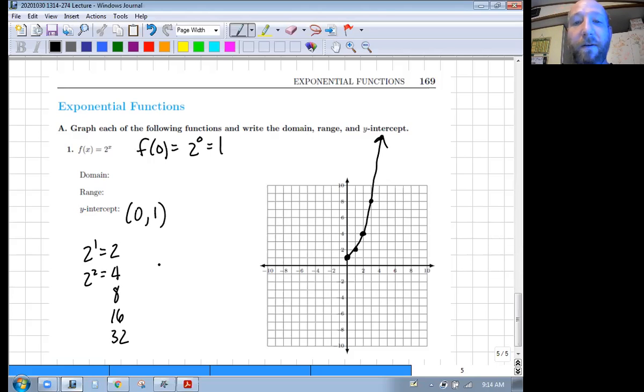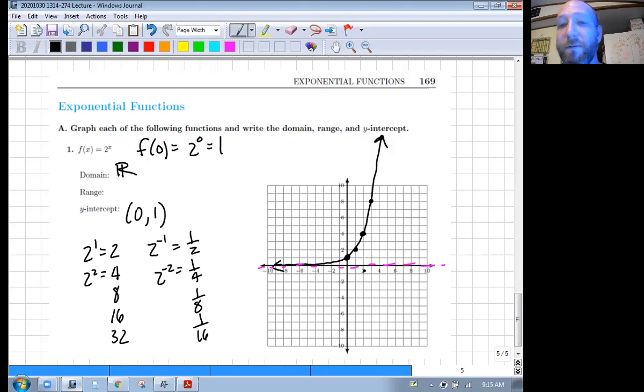And when we go to the left, 2 to the negative 1 is a 1/2. 2 to the negative 2 is a 1/4, 1/8, 1/16, etc. So as I go to the left, this thing exponentially decays. It approaches 0. We have what we call a horizontal asymptote at 0. So our domain, this guy, it goes infinitely far to the right and to the left. So the domain is all real numbers.